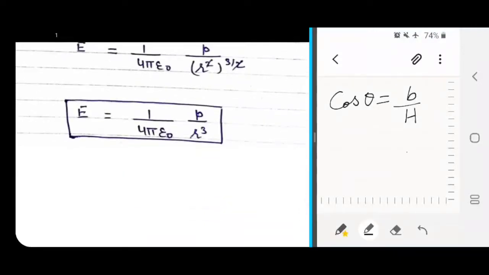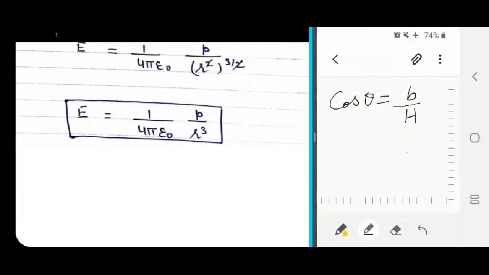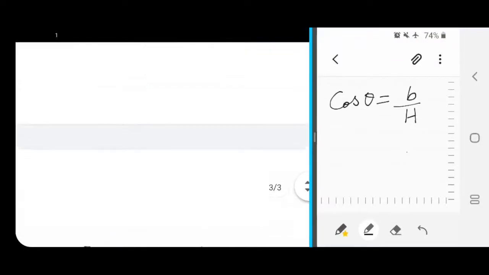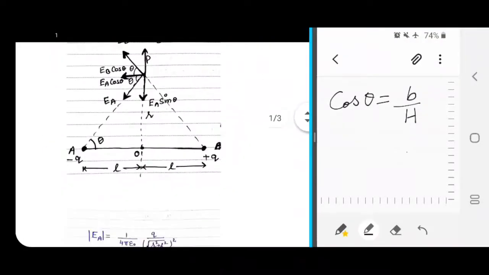As we see here, E and P are both vector quantities and no other quantity here is a vector, so the direction of P denotes the direction of E. So the direction of the electric field is described by the direction of P, and we know that the direction of P is from negative charge to positive charge.